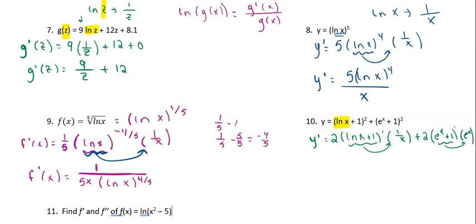We can't really clean it up too much. I guess if you wanted to, you could put the 1 over x. You can move that x to the denominator. So this would be 2 times the natural log of x, and then plus 1 all over x. Plus, I'm not really seeing too much we can do here. So 2 e to the x times e to the x plus 1. Looks like as good as it's going to get for that one.